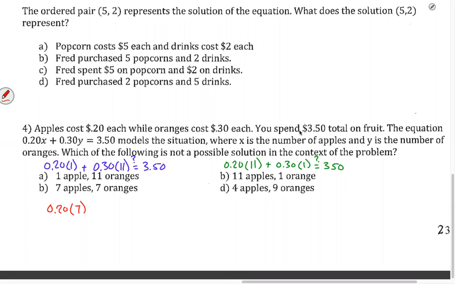Should say C. So we bought 7 apples at 20 cents each and 7 oranges at 30 cents each. Mackenzie, can you tell me if this one equals 3.50? And last but not least, I would like to call on Jordan. Jordan, can you do 20 cents times 4 apples plus 30 cents times the 9 oranges? And can you tell me if that equals it? All right, Andrew.